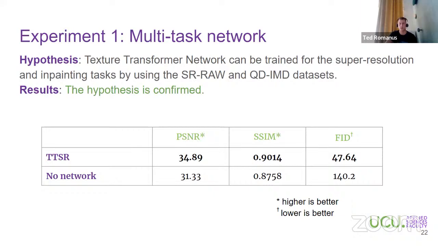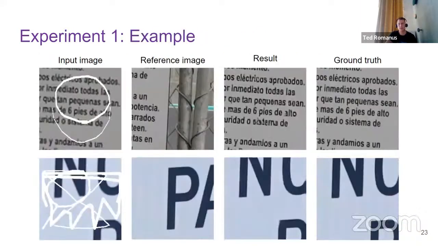And the example images show that the network is solving our tasks as well. First two columns are input images. The third column is the network result. And the last column is ground truth. In the first line, we can see that super resolution works successfully. And in the second line, we can see that the in-painting task is solved very well too.